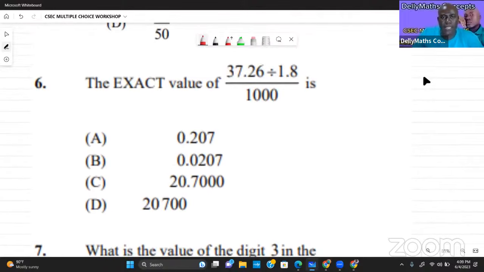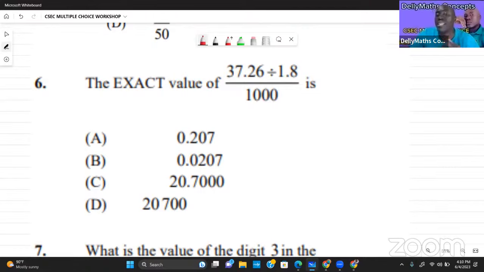All right, let's take a look at number 6. Number 6 says the exact value of 37.26 divided by 1.8, all divided by 1,000, is what? With a question like this, you're not necessarily going to be working everything out, because when you take a look at all of the responses, at the end of the day you're going to get a 2, a 0, a 7. You realize it. So that means we don't need to work this out, because we're going to have a 2, a 0, and a 7.